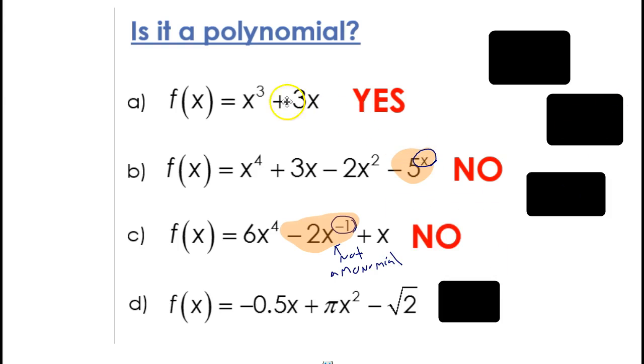So far we've got yes. All of our coefficients are real. All of our exponents are whole. We're good. The next two were no's because we had some things that were not monomials.